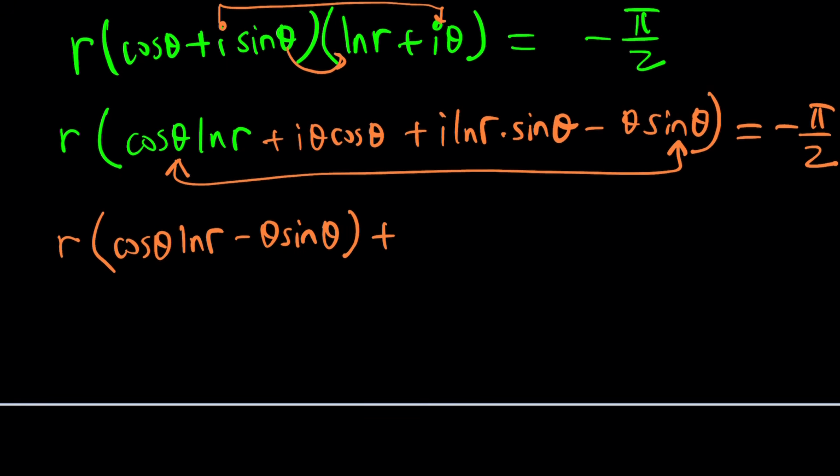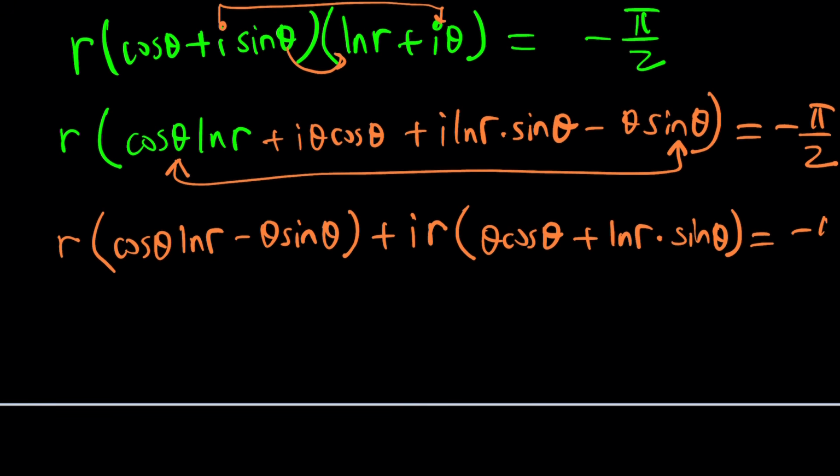And then the imaginary part, of course, is still going to have an r because r is all the way on the outside. And you get r times (theta cosine theta plus ln r multiplied by sine theta), and this is equal to negative pi over 2. Now, what is that supposed to mean? Two complex numbers being equal to each other. Well, it means that the real parts have to be equal. So first of all, this whole thing should equal negative pi over 2.